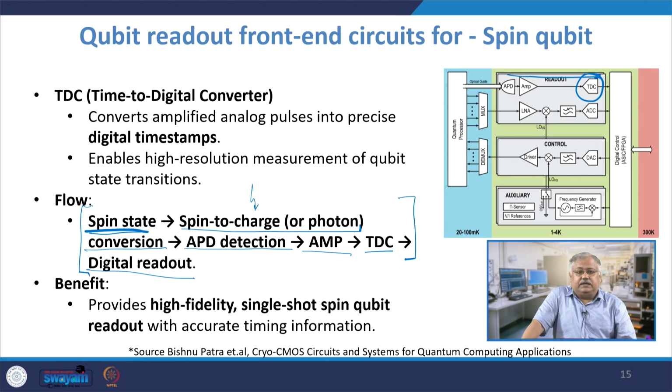Please ensure that while you are designing this, excessive noise is not added and the signal does not degrade as you start manipulating the signal right from the quantum processor up to the digital output, right, and that is very, very important as far as fidelity of the signal is concerned. What are the benefits? These are all single shot spin qubit readout, and they give you very, very accurate timing information for the spin qubit.